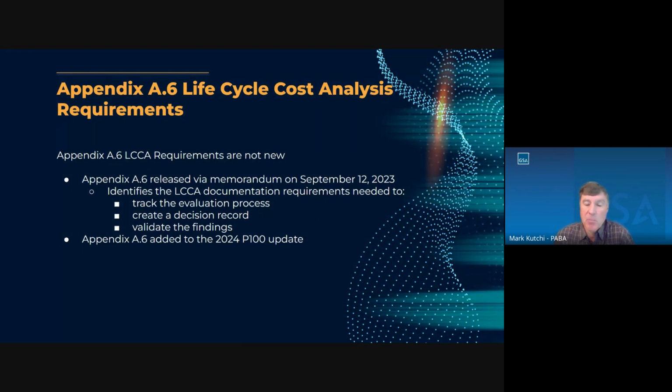So it's very important to get this documentation so that you can validate the findings of the analysis. And with this new 2024 P100 update, the appendix has been added to the P100 appendix.